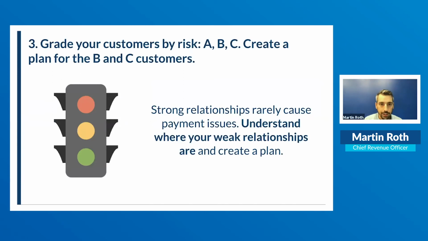I mentioned this earlier. Grade your customers by risk. I like the stoplight methodology, which is that your riskiest customers are like a red light. Your somewhat risky customers are like a yellow light, and your best customers are a green light. Strong relationships rarely cause payment issues. So it's important that you understand where your weak relationships are and you create a plan for how to de-risk those relationships. It does not mean that you can't do business with people that you don't have a relationship with or that you don't trust.